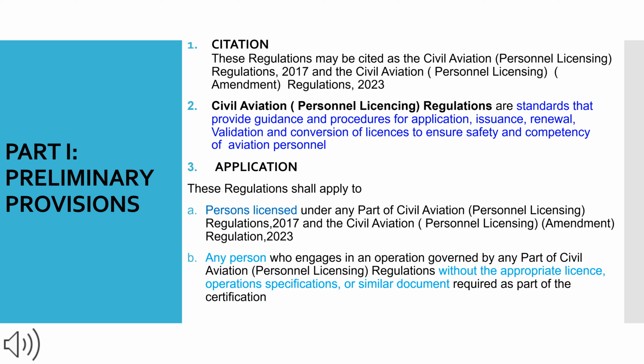These regulations apply to persons licensed under the Civil Aviation Personnel Licensing Regulations of 2017 and the amendments made in 2023. They also apply to any person who engages in operations governed by the Civil Aviation Personnel Licensing Regulations, but does not have the appropriate licenses or operations specifications or similar documents required as part of the certification.